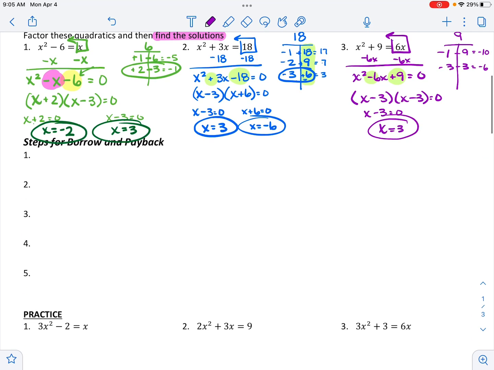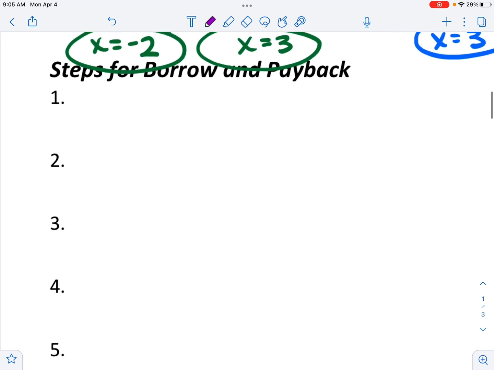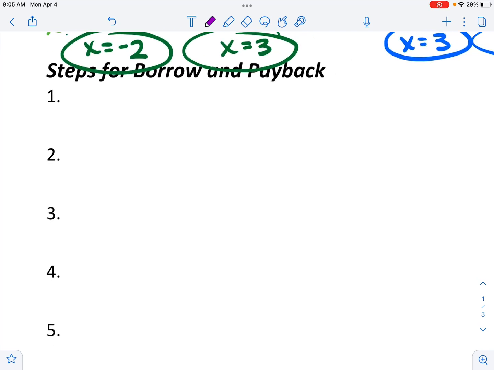Today is borrow and payback. And the reason why we needed to start with the previous steps is because we're going to be using a lot of those. So there are two things. We're going to borrow and then we're going to pay back a number.